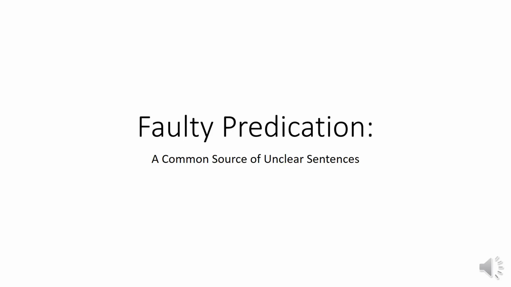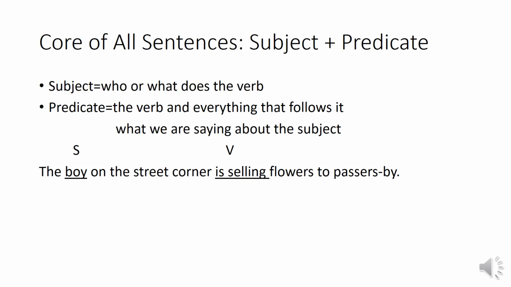From time to time, we all have trouble expressing our ideas clearly. One of the most common reasons for this lack of clarity is something called faulty predication. To understand this concept, we need to remember the concepts of subject and verb. You'll recall that the verb is the action of the sentence, but that there can also be non-action verbs, and the subject is who or what does the action.